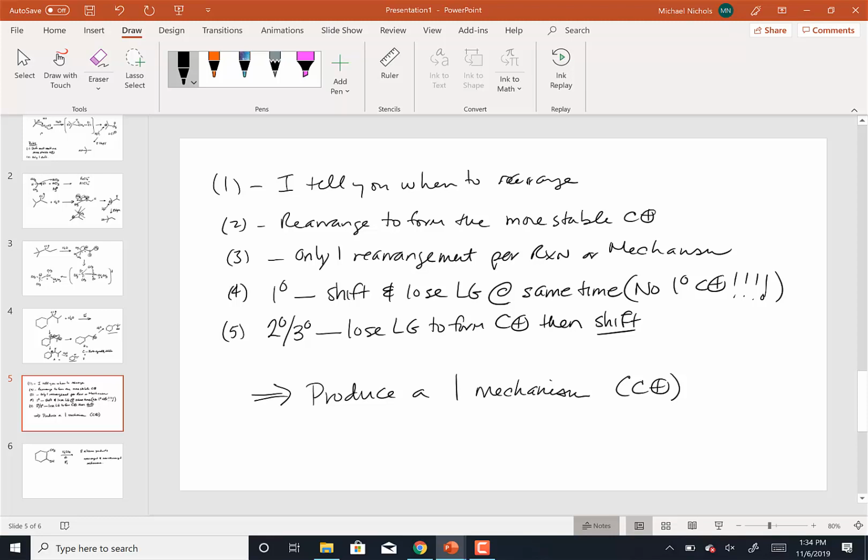And all of these are in a 1 mechanism. A 1 mechanism meaning that it goes through a carbocation. 1 mechanisms always go through one, as opposed to 2 mechanisms which don't. Jacob? 1 goes through a carbocation intermediate, 2 does not.